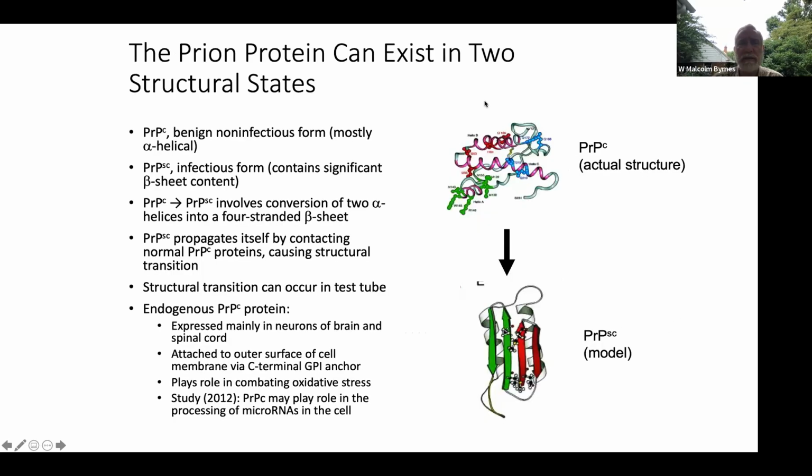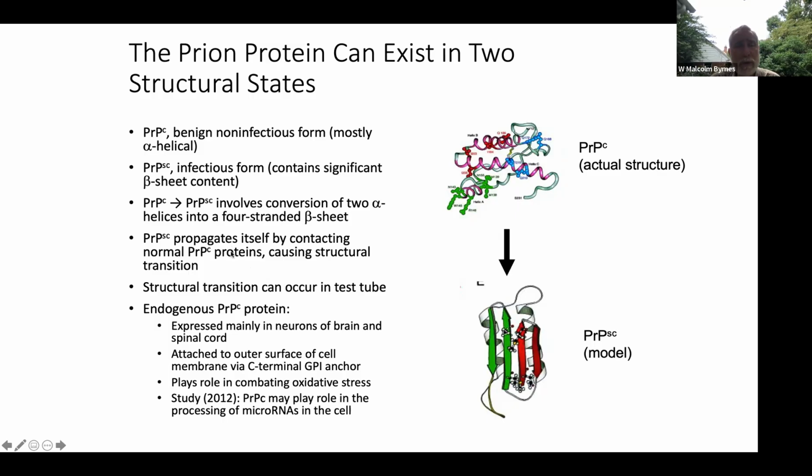So the prion protein can exist in two different structural states. A benign, non-infectious form, which is mostly alpha helical, known as cellular prion protein, shown here. You can see the alpha helices shown in red, okay? And then the scrapie form, which is infectious. It contains significant beta pleated sheet. We can see here what's going on. Now we've got this beta sheet. Now, this is the actual experimentally determined structure of the cellular form or domain of it. And this is predicted based on a computer-generated model of what will happen when it changes conformation.